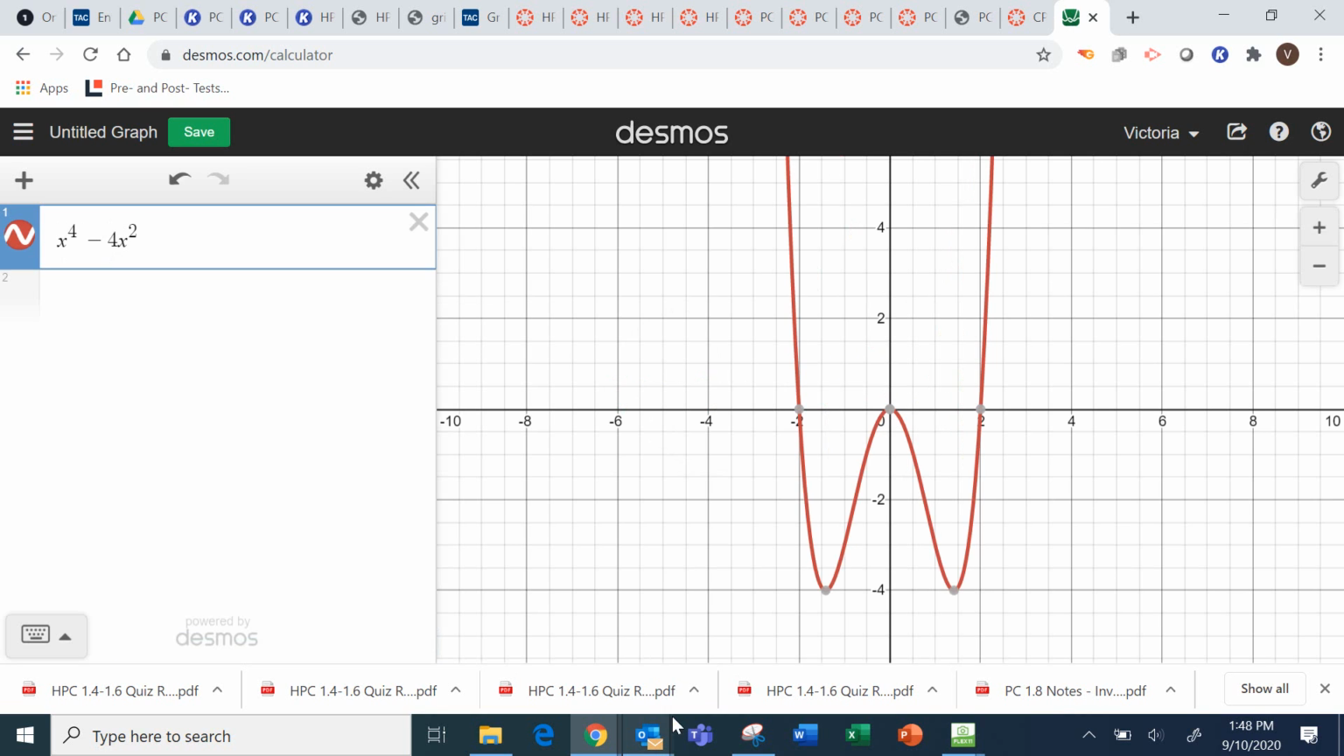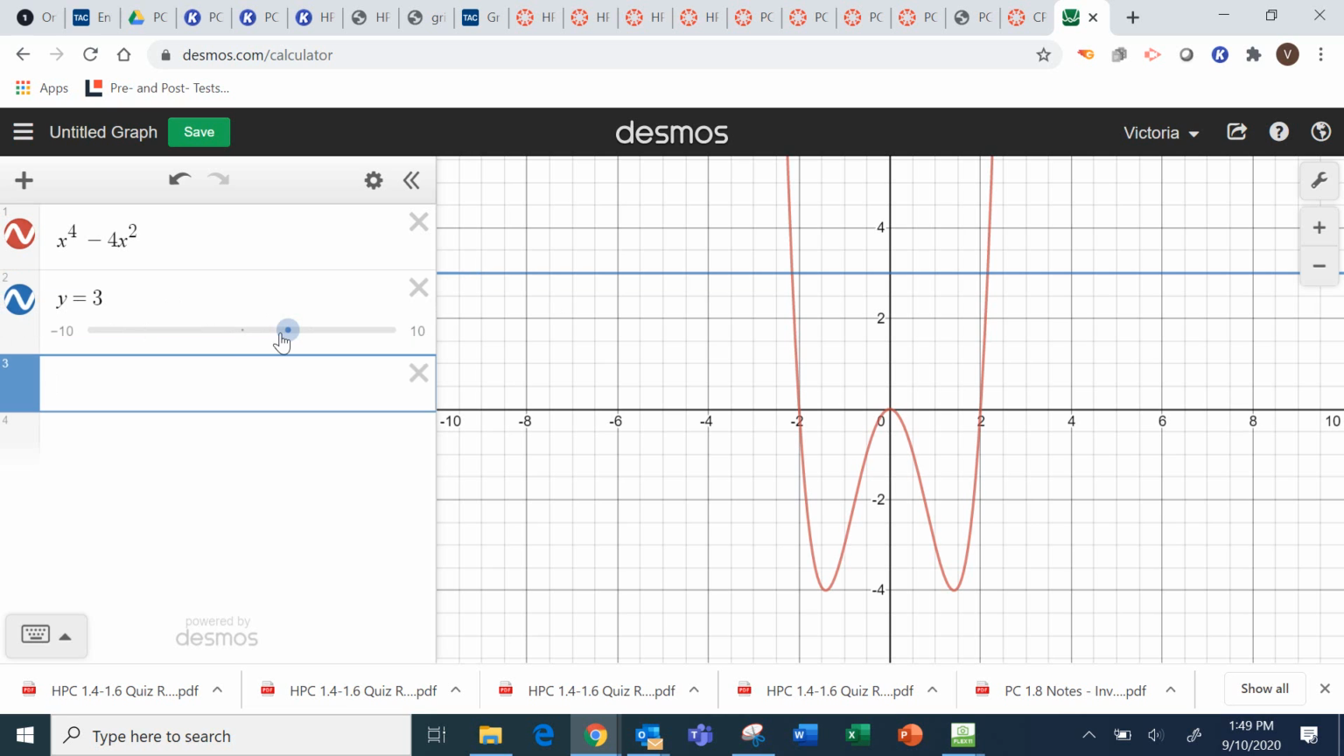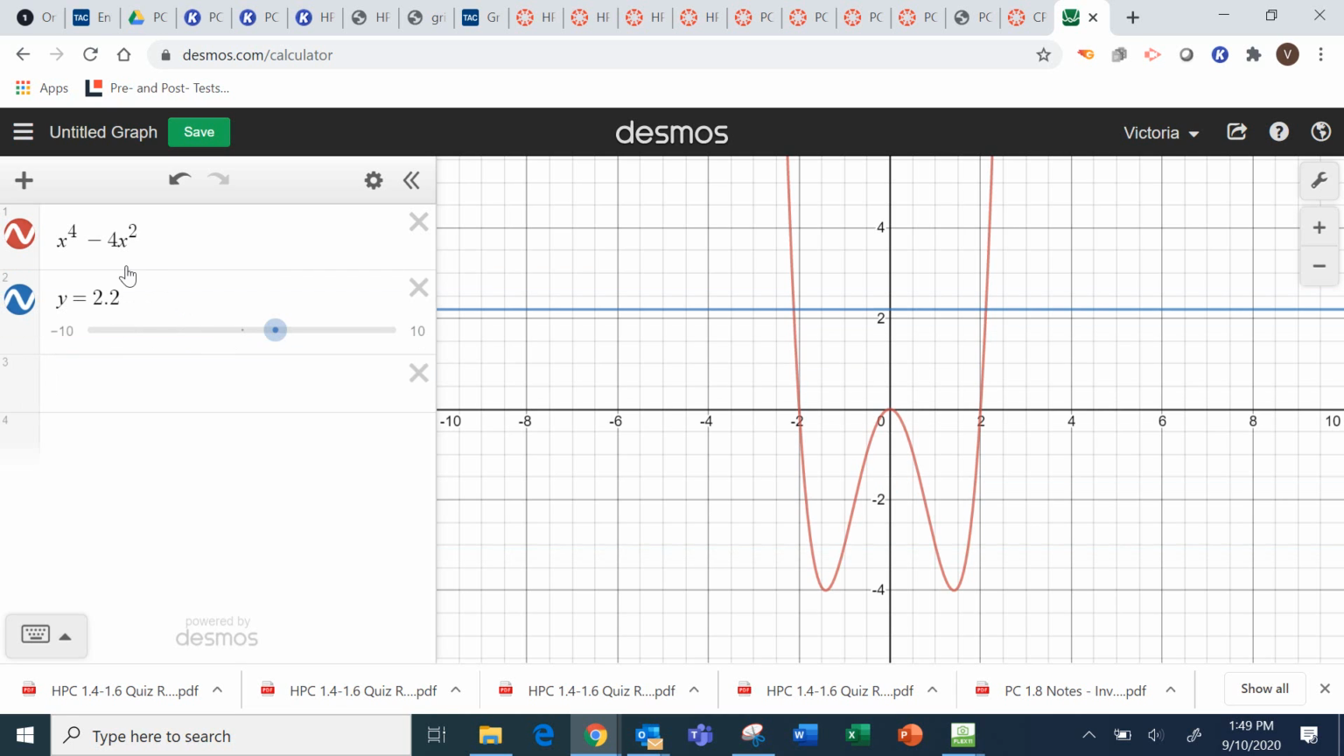Okay, so here is the curve in Desmos, x to the 4th minus 4x squared. If you use the horizontal line test, and I'm just going to graph a horizontal line, any horizontal line at all, you can see that it is going to pass more than once. So when I make the inverse of this one, it should not pass the vertical line test. How do I make the inverse?